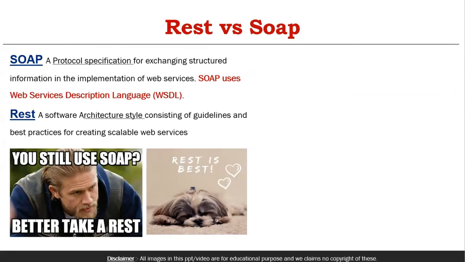So we start the topic, which is REST versus SOAP. Very important, very easy. Just a quick recap of what you know already. SOAP is a protocol specification for exchanging structured information in the implementation of web services. So when you implement a web service, there is a protocol specification known as SOAP that we use, and SOAP uses WSDL, the Web Services Description Language.